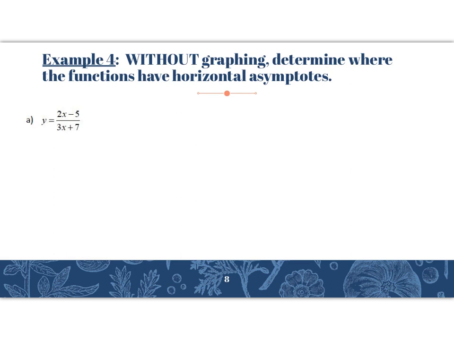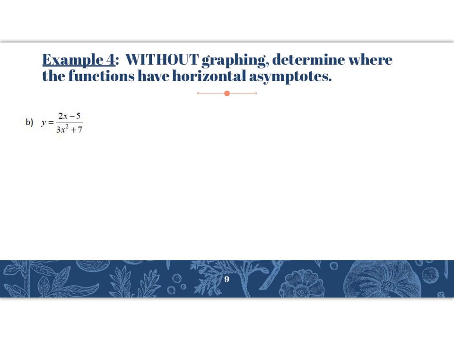So let's take a look. Degree of my numerator is 1. Degree of my denominator is 1. So the degree of my numerator and my denominator are the same. So y equals, what is the leading coefficient of my numerator? It's a 2. Over what's the leading coefficient of my denominator, and it's a 3. So y equals 2/3 is where my horizontal asymptote is.